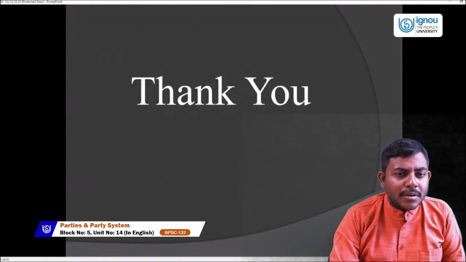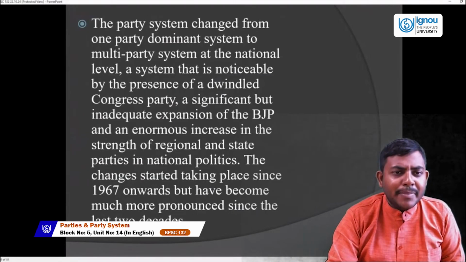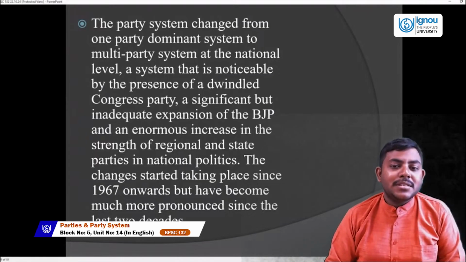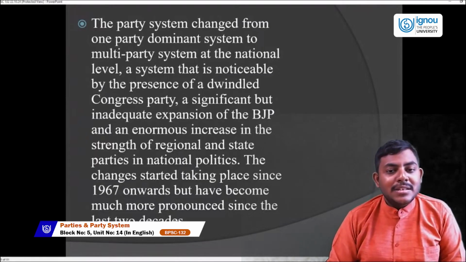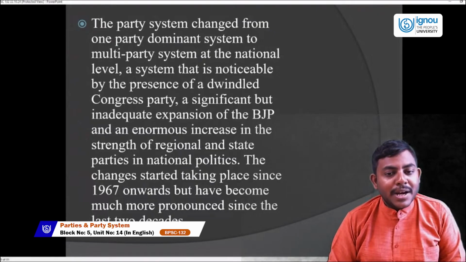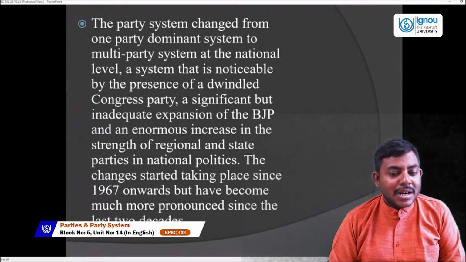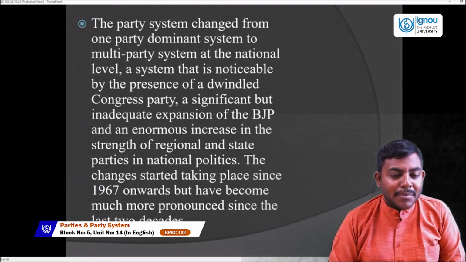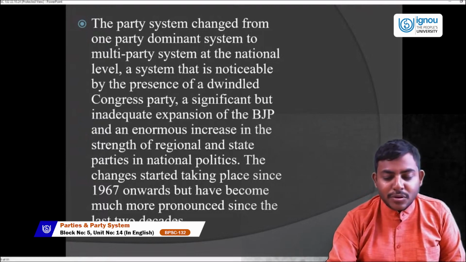So, in conclusion, we can say that the party system changed from a one-party dominant system to a multi-party system at the national level, a system that is noticeable by the presence of a dwindled Congress party, a significant but inadequate expansion of the BJP, and an enormous increase in the strength of regional and state parties in national politics. The changes started taking place from 1967 onwards, but have become much more pronounced in the last two decades.